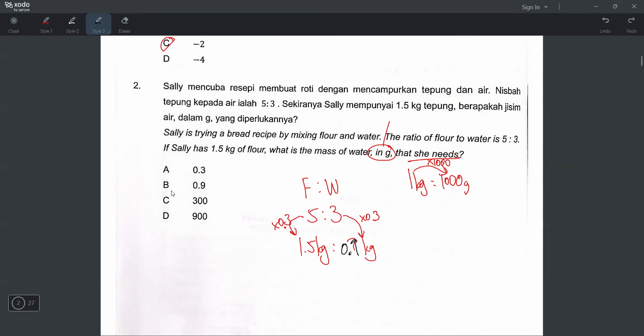But you cannot blood B-boy, huh? You cannot, because this is in kg. They want it in g, in gram. So to convert into gram, you have to take 0.9 times 1000, and that gives us 900. So the answer should be D, 900 gram.